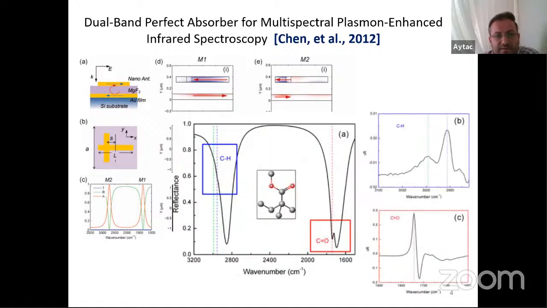After this study, they made the experimental work. At these 2 resonance frequencies, they detected 2 different molecules at the same time.